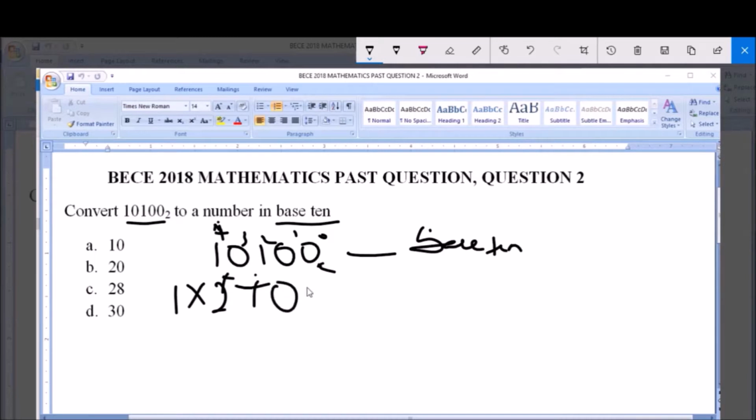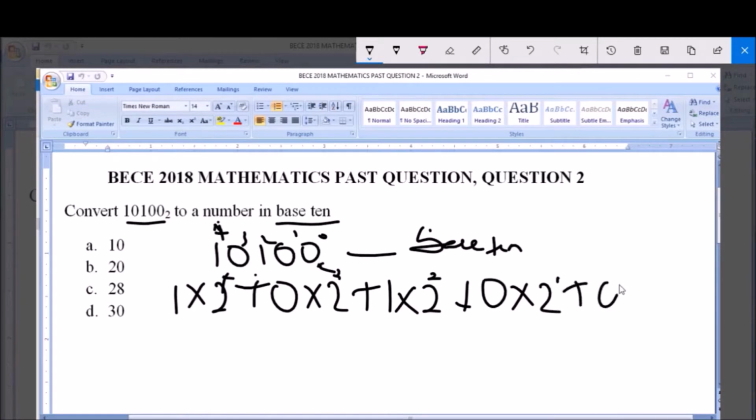0 multiplied by its base, which is base 2, raised to its power, which is 3. Now we come to 1, plus 1 multiplied by the base 2 raised to the power of 2, plus 0 multiplied by the base 2 raised to the power of 1, and the last, plus 0 multiplied by the base 2 raised to the power of 0.